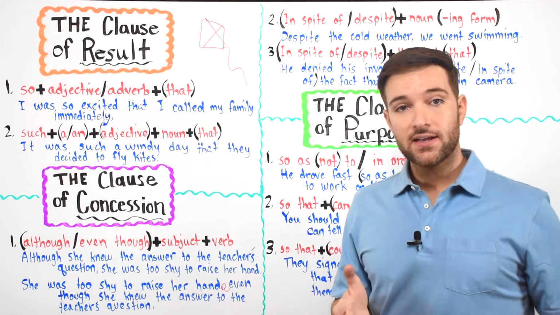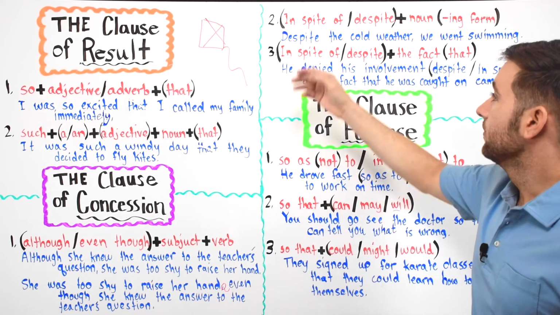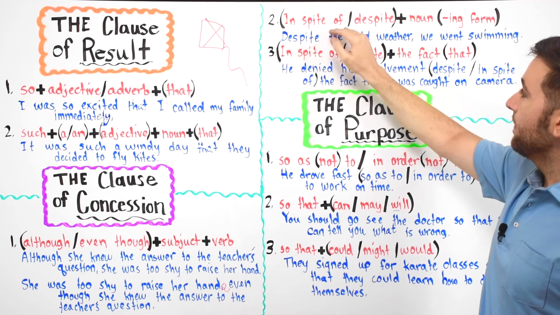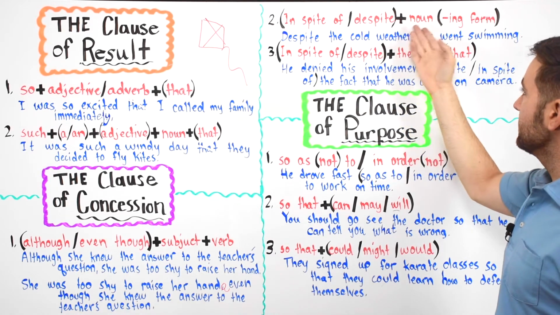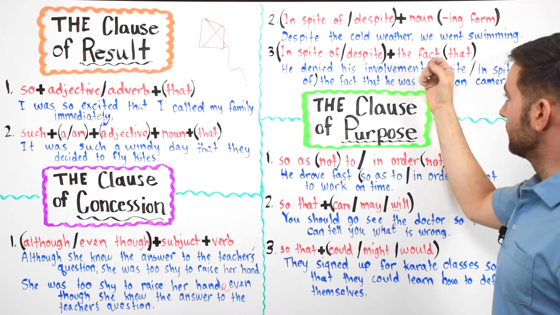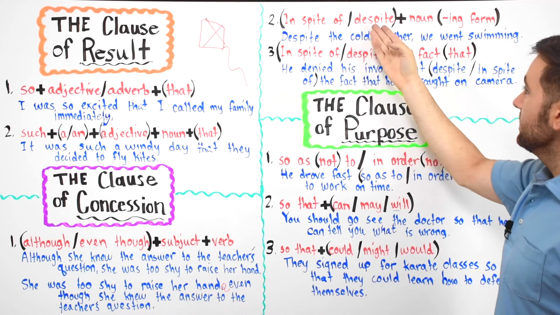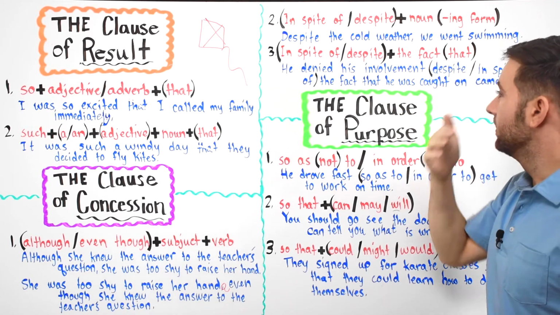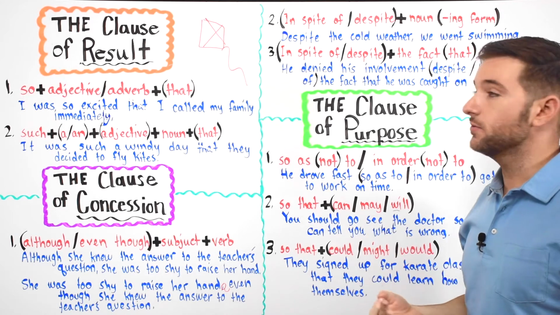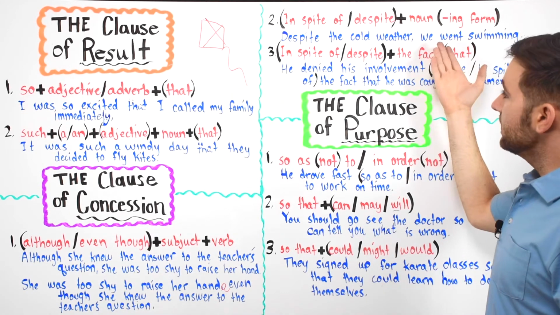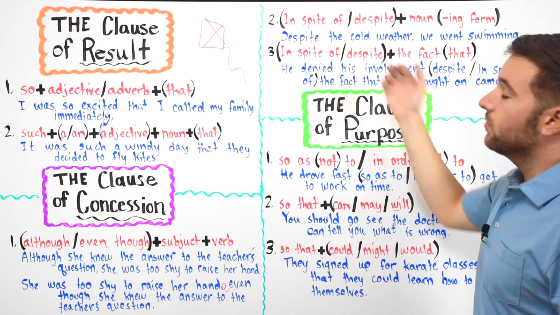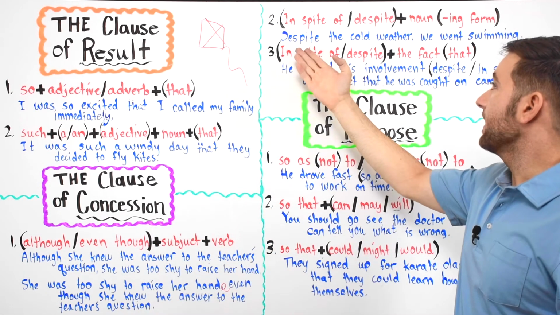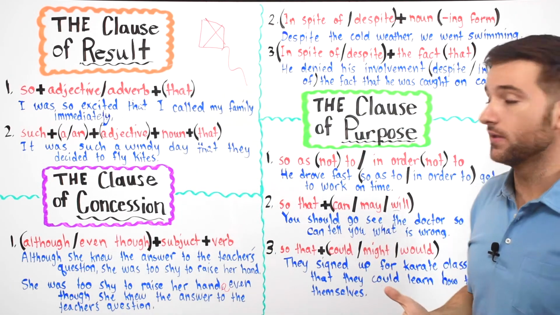All right, so next we have number 2. We have also, these are clauses of concession, okay? In spite of, or you could say despite, plus a noun in the ing form, okay? In spite of or despite, plus a noun in the ing form. Despite the cold weather, we went swimming. Okay, so despite the cold weather, we went swimming. Okay, even though there is cold weather, we go swimming anyways. It doesn't matter. We're going swimming. Okay, that's why we say despite or in spite of the cold weather.